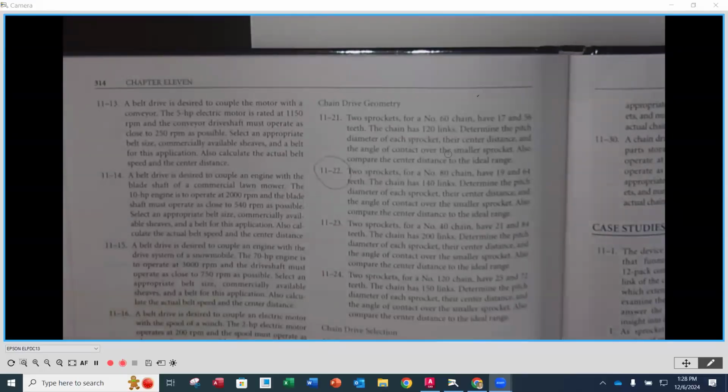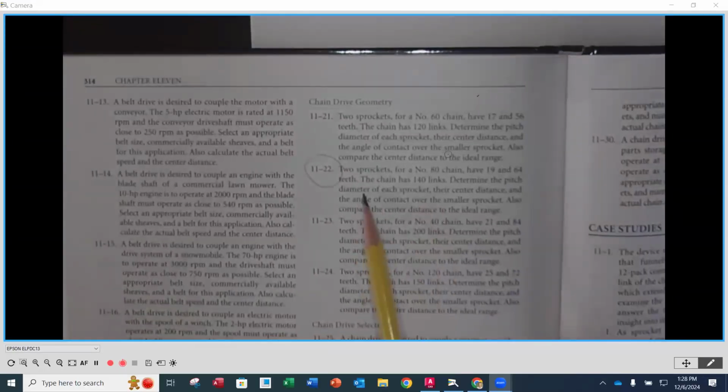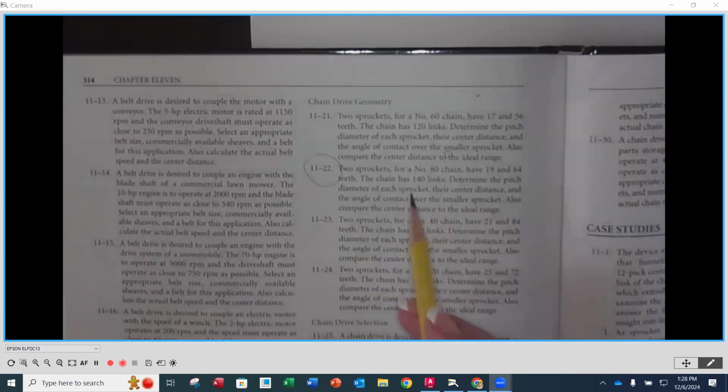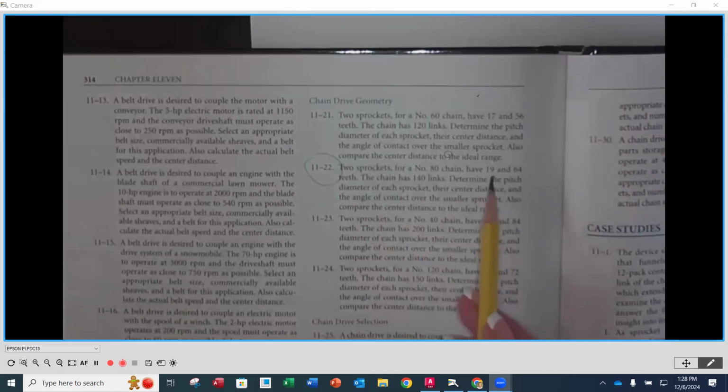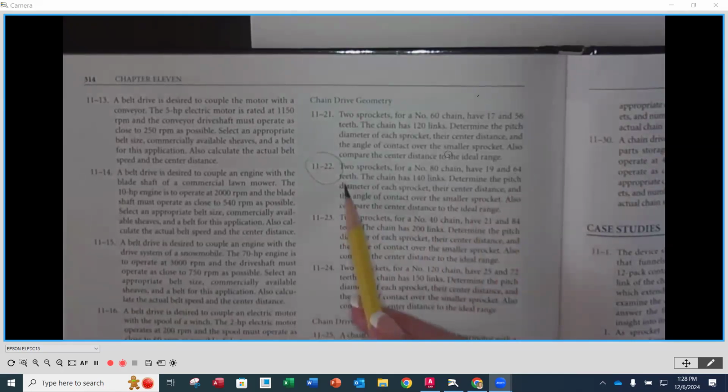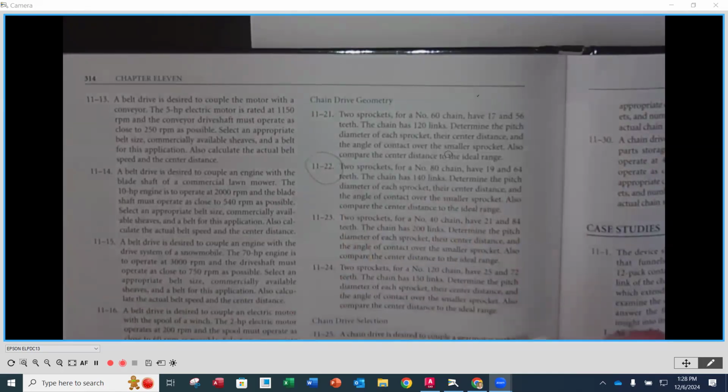Okay, so for problem 11-22, they're identifying that we're going to have two sprockets for a number 80 chain. One has 19 teeth and the other 64 teeth. So they've already identified the number of teeth and the chain that we're going to be dealing with. The chain has 140 links. Okay, so we know how large it is going around.